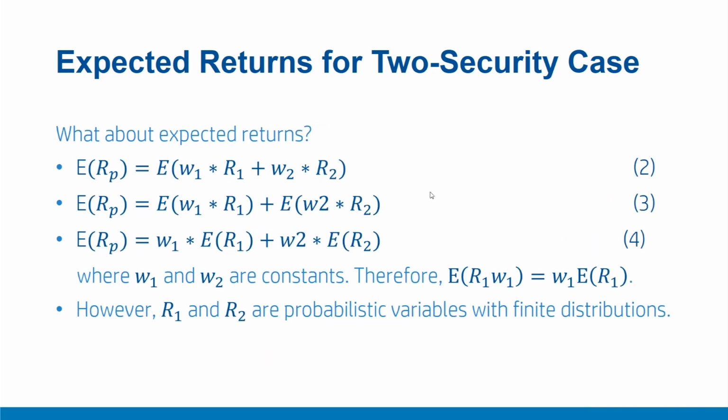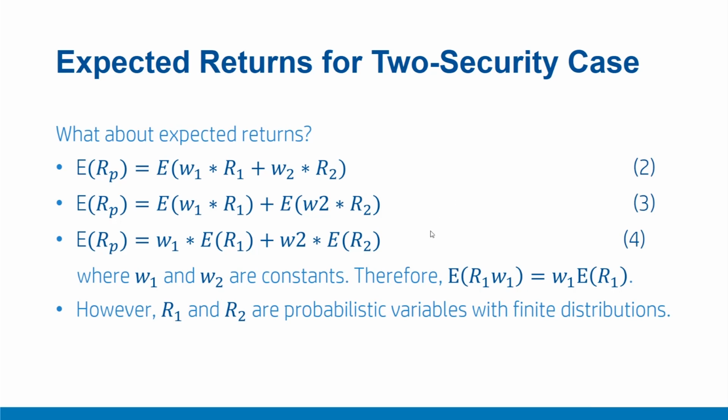Now let's try to understand the expected returns for this portfolio. The expression for expected return on portfolio RP can be written as ERP equal to expectation of W1 R1 plus W2 R2. Or we can further expand this result as expected value of W1 R1 plus expected value of W2 R2. Please note here W1 and W2 are constants which are fixed from outside, from the investing side. So we can take them out. And therefore the resulting expression becomes W1 into expectation of R1 plus W2 into expectation of R2, as shown here in equation 4.